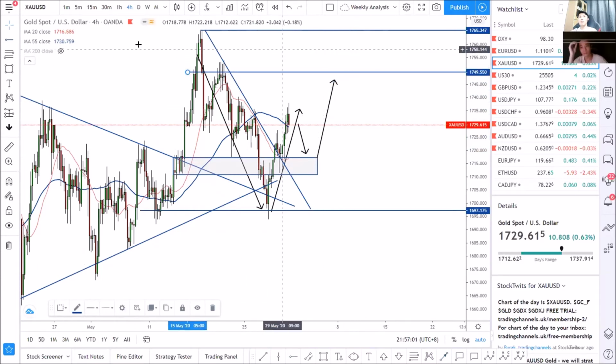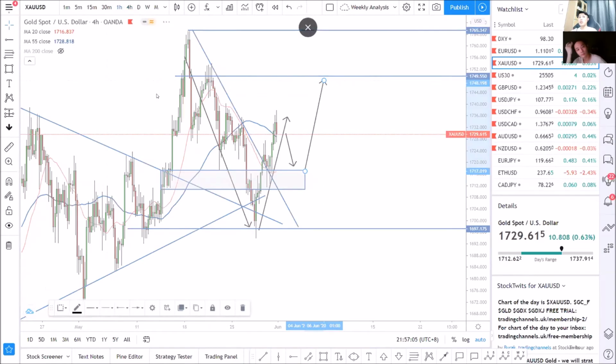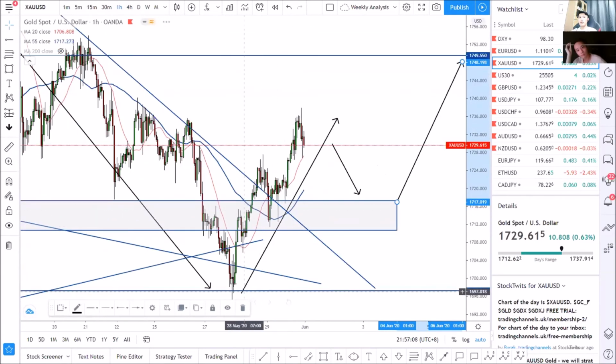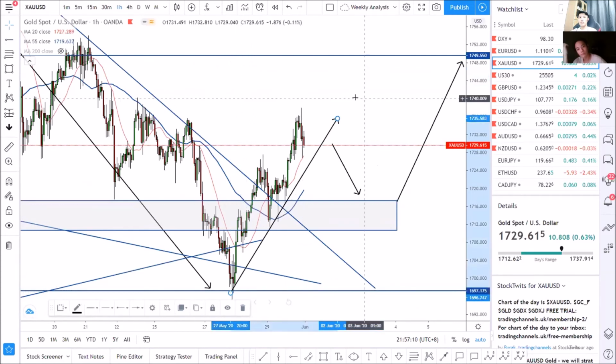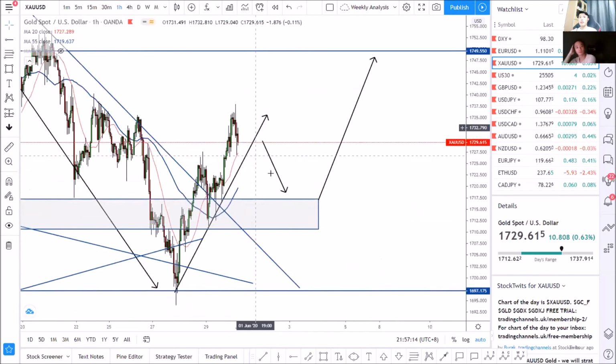Somewhere about 1,750 will be a very good price to take profit. So maybe let's also take a look at the 1 hourly chart. Right, so this is the trend line that we have right now.